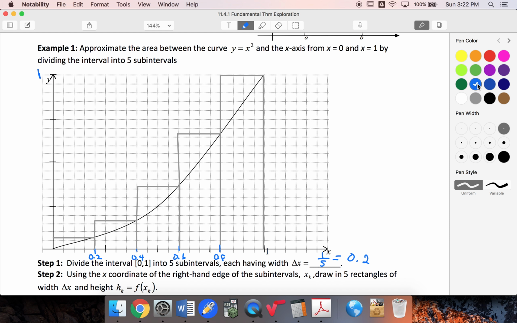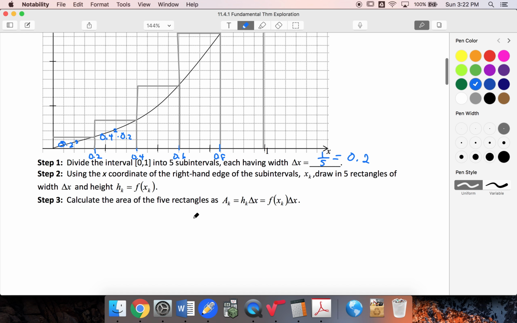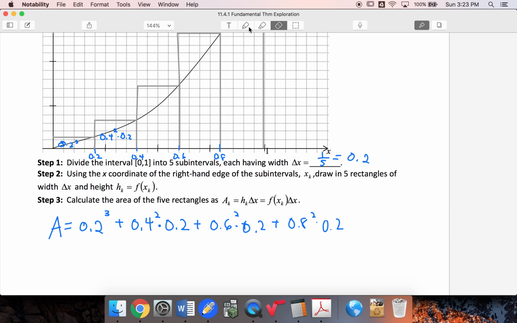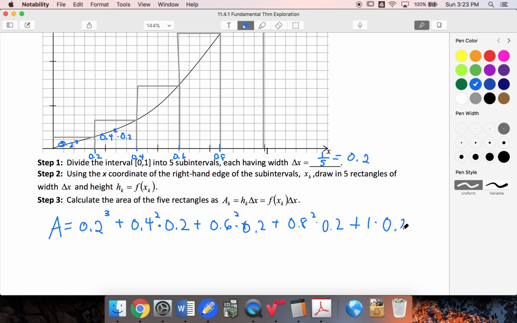So I could find the area of each of these. This first area is going to have a height of 0.2 squared, a width of 0.2. So I'll have an area of 0.2 cubed. This second one has a height of 0.4 squared. Again, my width is 0.2, etc. So I could find the area of each of those. So my total area is going to be 0.2 cubed, plus 0.4 squared times 0.2, and so on. And my last one is going to be 1 squared, of course, which is just 1, times 0.2.